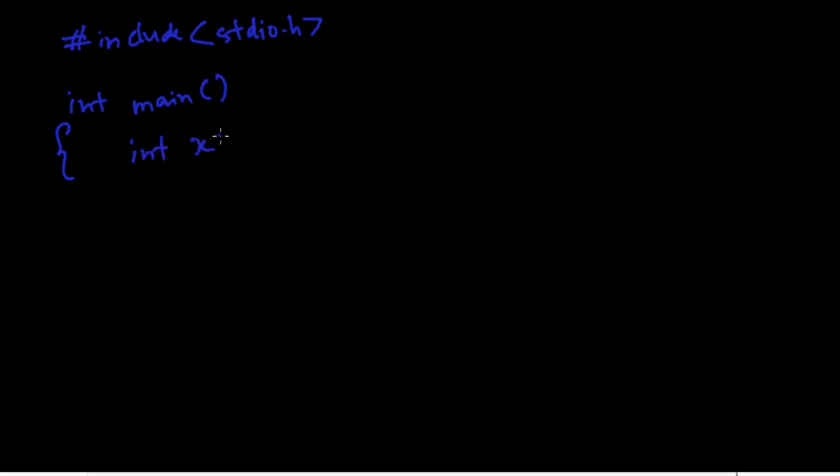Okay, let me write a simple program that we can analyze. Hash include stdio.h, standard input output library header file. Next is int main function, open curly brace. Okay, now let's look at int x. Let's not assign a value to it. Now we're essentially creating a variable called x. It's an integer with no value inside.